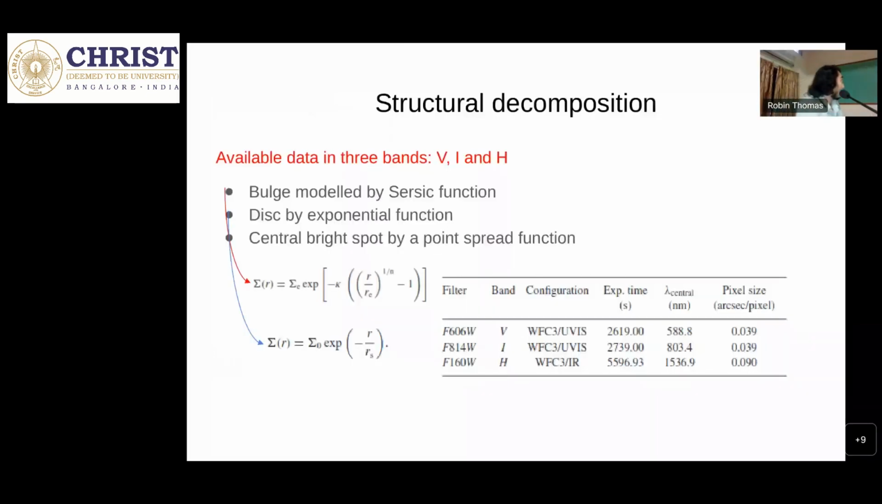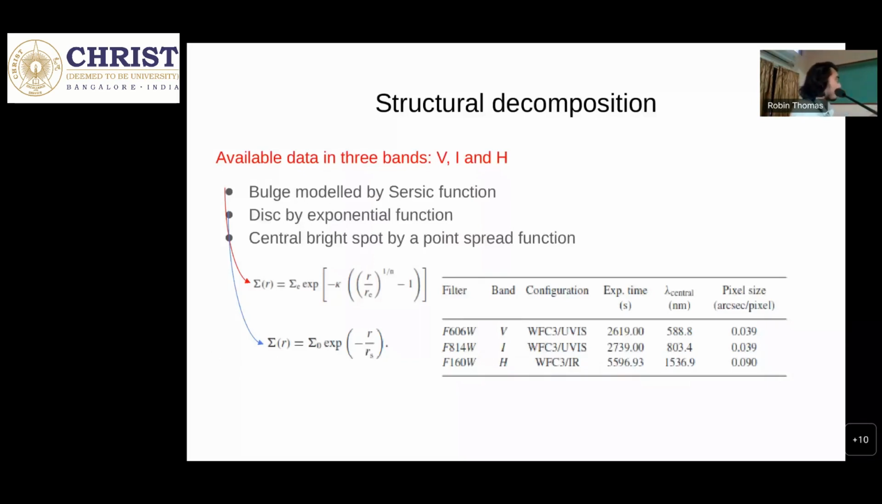So our aim was to decompose the different components of the system. For the bulge, we modeled it by a Sarsic function. We don't know why it exists, but it exists empirically. There is no theoretical base for that. And the disk with an exponential function, and there is some residue. We noticed that there is some leftover light which could be later modeled by a point spread function, which generally takes the shape of a Gaussian or Moffat, whatever.